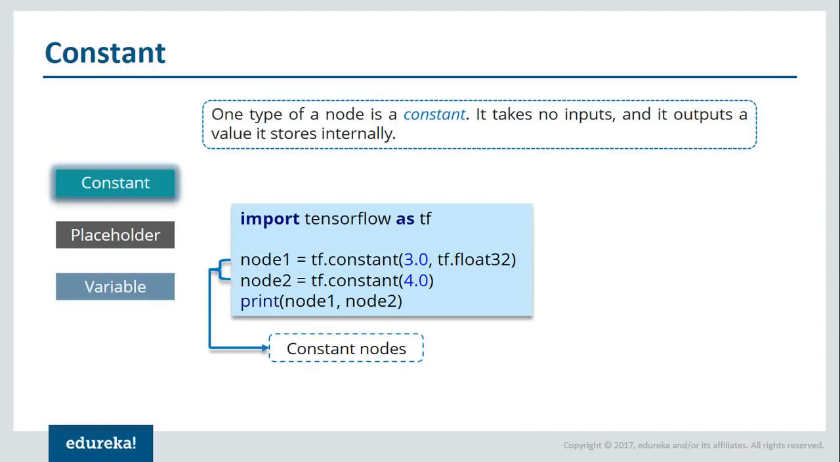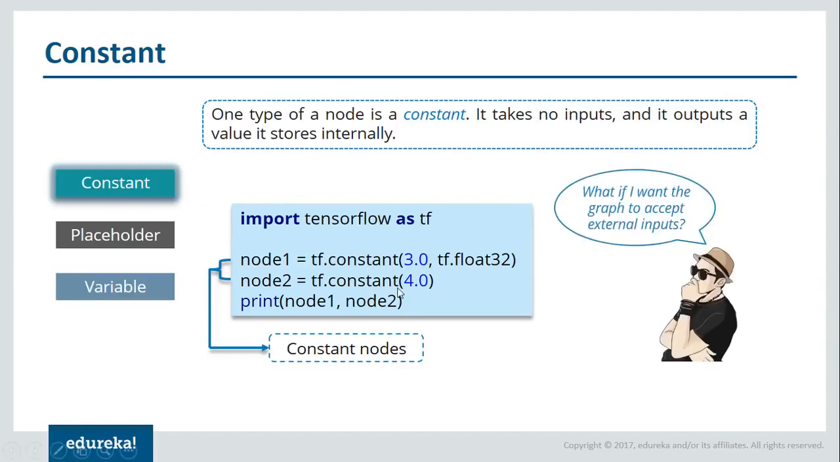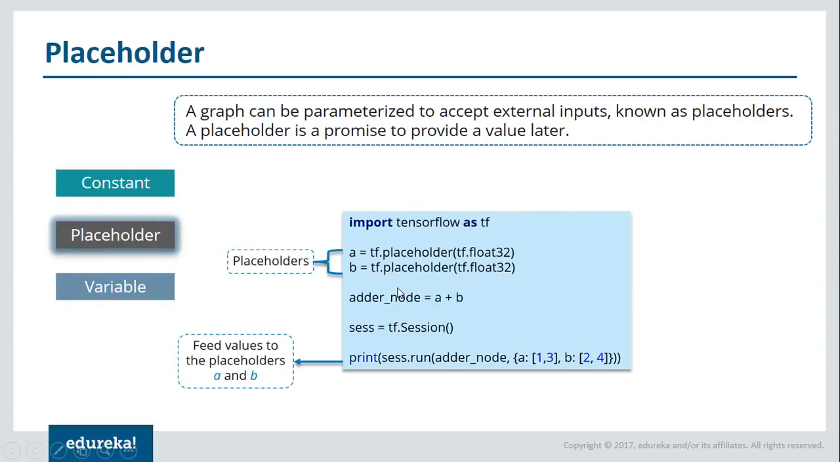But what happens when I want my graph to accept external inputs? That means, what if I want my graph to accept some data that is present externally? If I want to feed my model a data set, how will I do that? With the help of constants? Definitely I cannot do it, right? At that time, what I need is a placeholder. Placeholders are nothing but a promise to provide a value later.